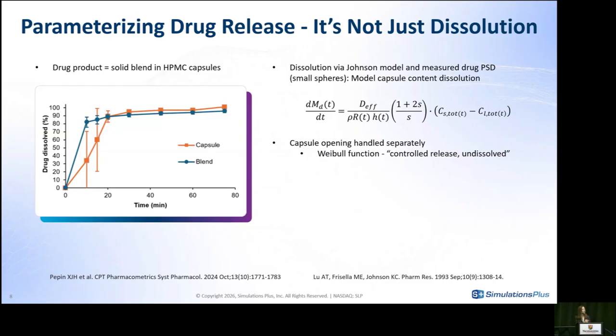We parameterize the dissolution using the Johnson equation, and the important inputs here are the particle size distribution of these API particles together with the total solubility in the presence of the bile salt micelles. The capsule opening was then handled separately using a Weibull function with the controlled release undissolved setup. And this allowed us again to use the model to determine the influence of capsule openings separately from things like particle size.